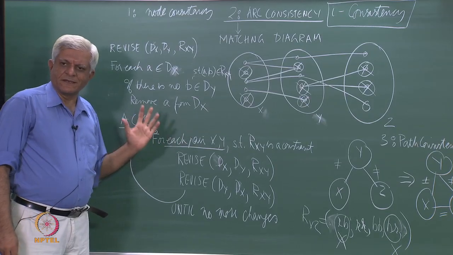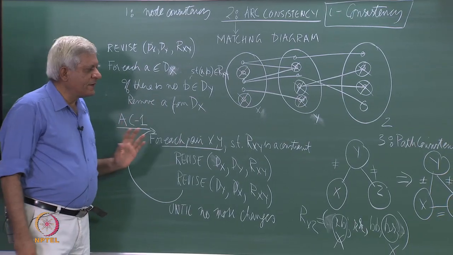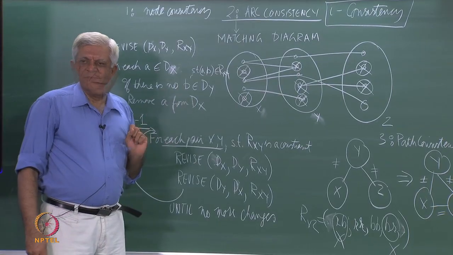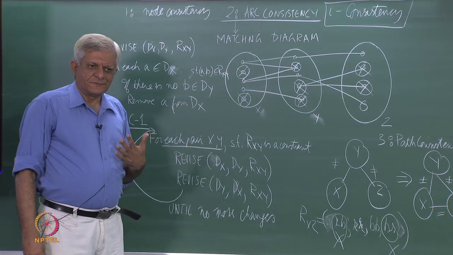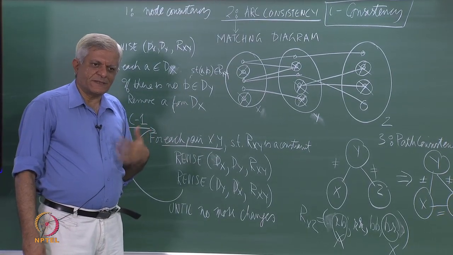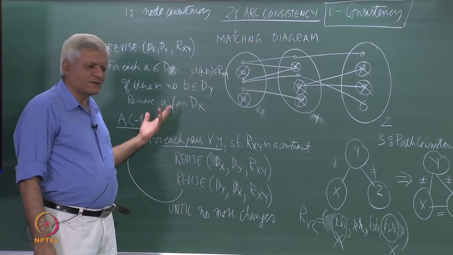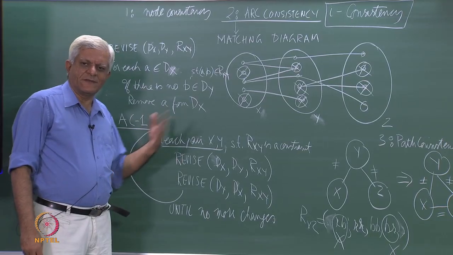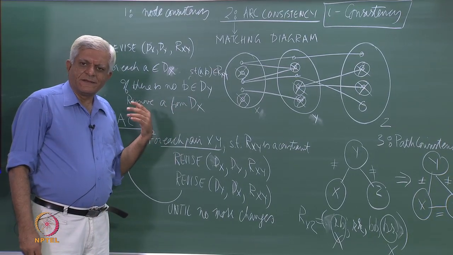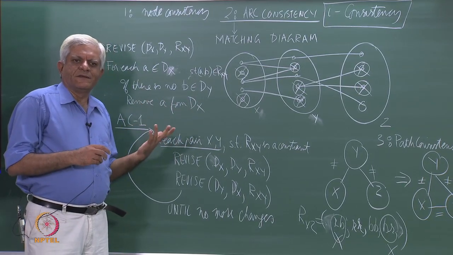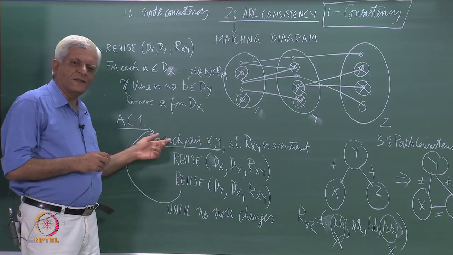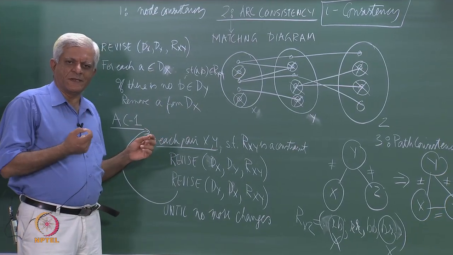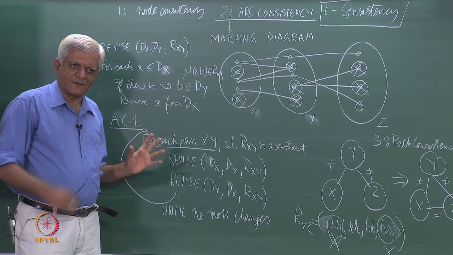So, is this algorithm clear? Is it nice? Is it a good algorithm? The answer is no, because it can be argued that the number of calls to revise that you make is actually very large, that in the worst case in every cycle you will remove only one value from one domain. In the worst case you can construct a network like that.